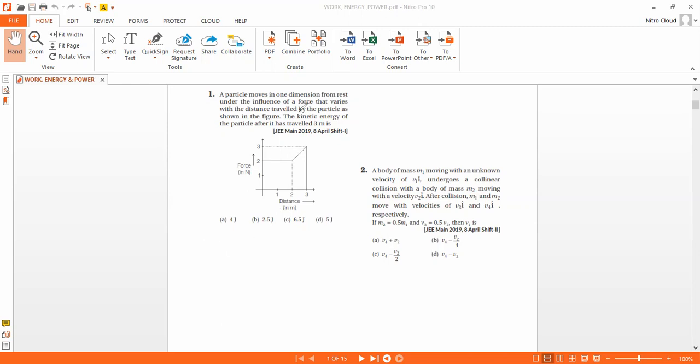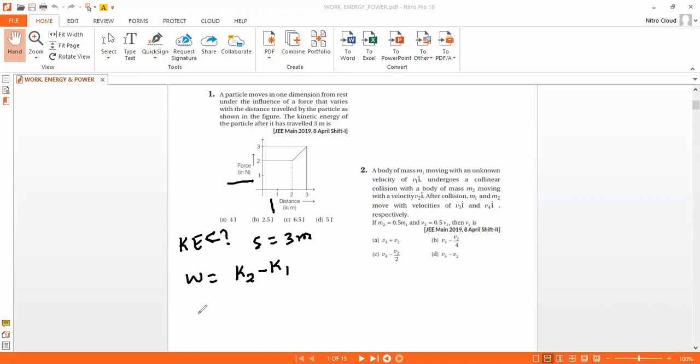In the graph, on the y-axis we have the force, and on the x-axis we have the distance. They are asking to find the kinetic energy after the particle has traveled a distance of 3 meters. I need to find the kinetic energy. Since we know that work done is equal to the change in kinetic energy, that is K2 minus K1.